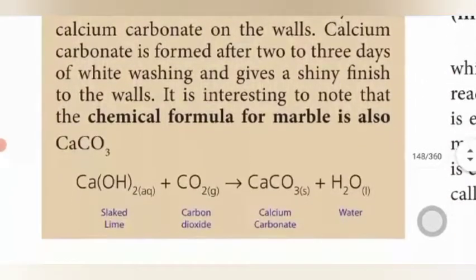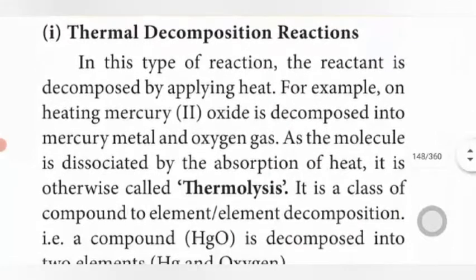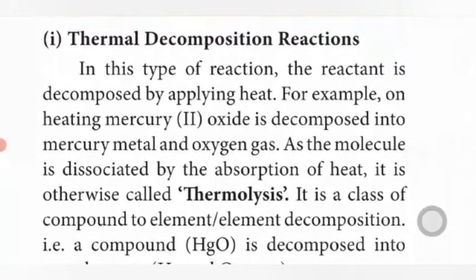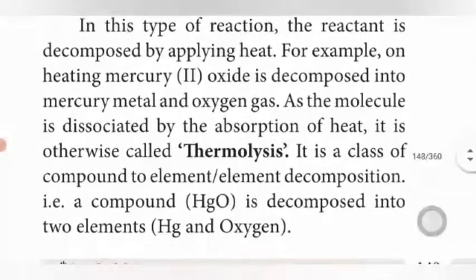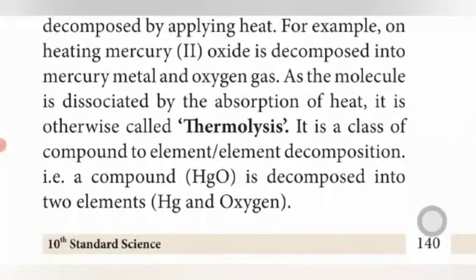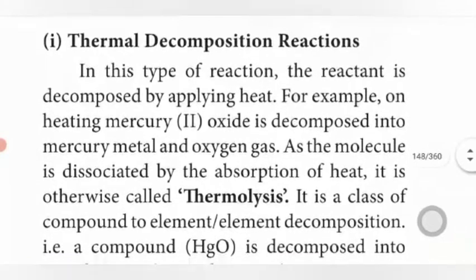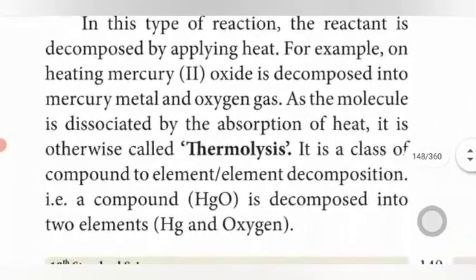Let's move on. First type, thermal decomposition reaction. In this type of reaction, the reactant is decomposed by applying heat. Thermal means applying heat, using heat energy. For example, on heating, mercury(II) oxide is decomposed into mercury metal and oxygen gas, as the molecule is dissociated by the absorption of heat. It is otherwise called thermolysis.